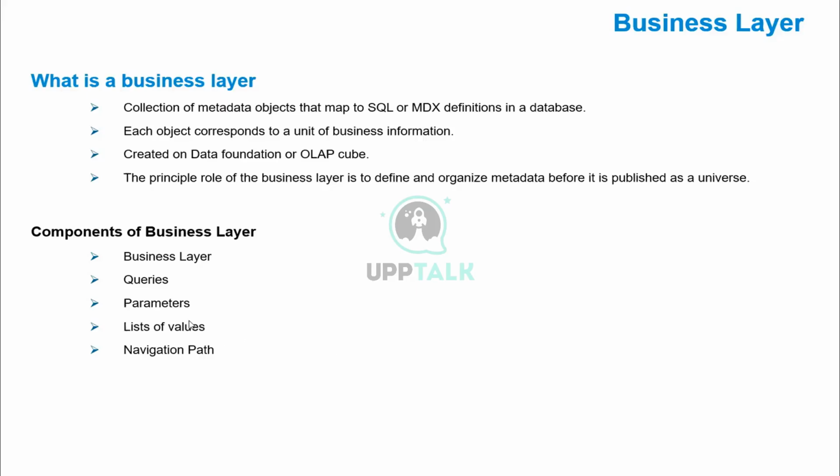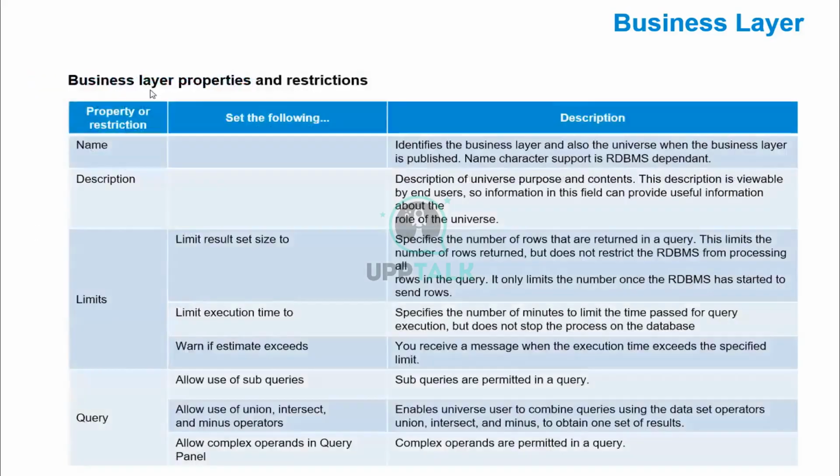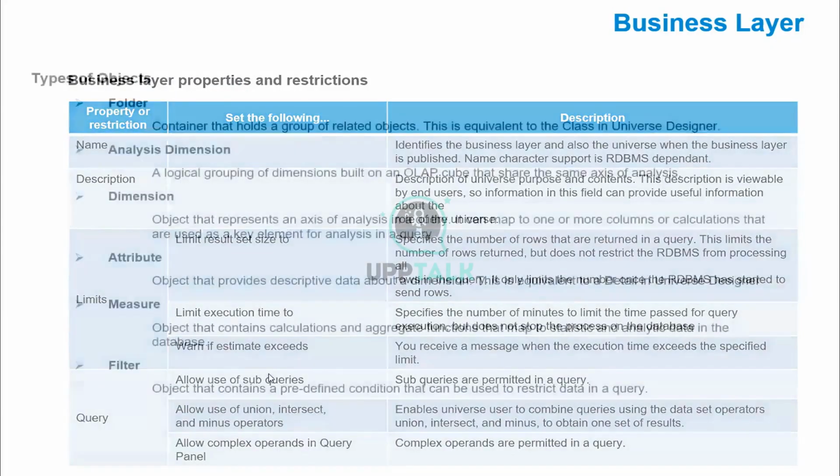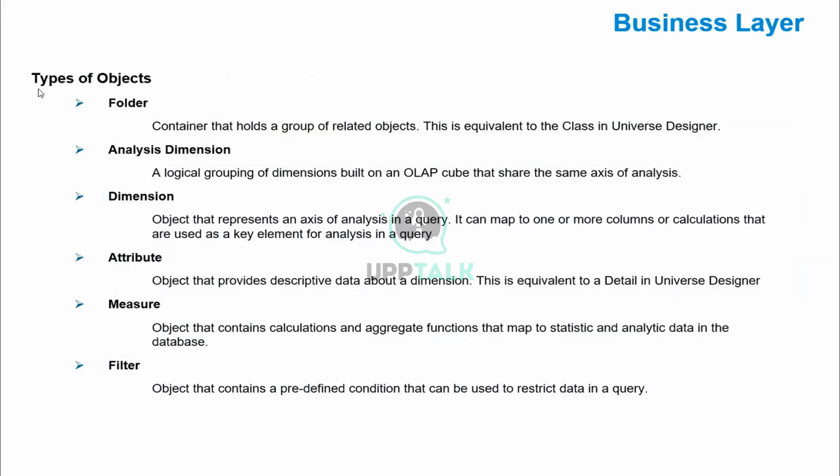List of values, as we already discussed. Parameters, already discussed. These are the business layer properties and descriptions, like how we can limit the execution time and the result set size. These things we can set here at the properties level. These are the types of objects that we create in the business layer.